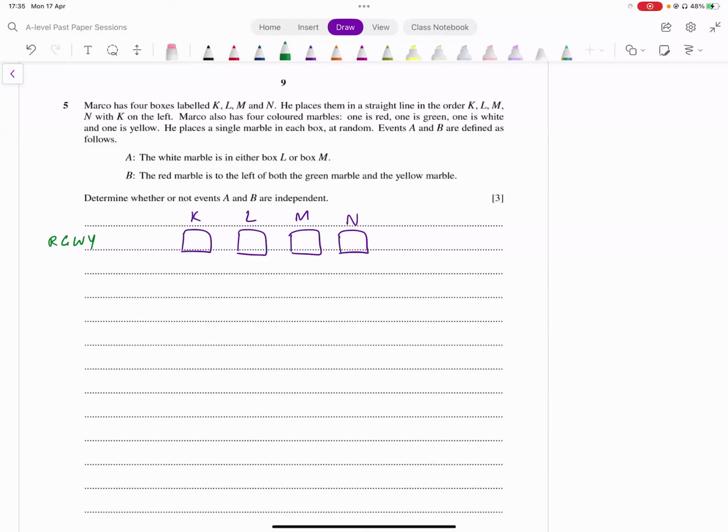Event A is that the white marble is either in box L or box M. And event B is that the red marble is to the left of both the green marble and the yellow marble. What we have to do is determine whether or not events A and B are independent.